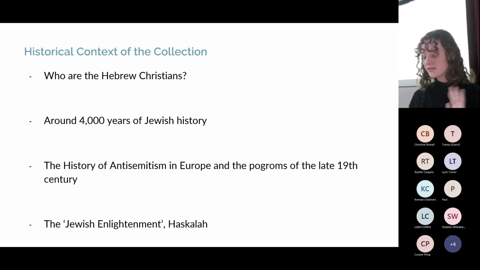But it also needs to be understood that Judaism is a religious, cultural, and ethnic identity, and it's all formed by this very long and complex history and heritage. One area of Jewish history that we can focus on is the history of anti-Semitism in Europe and the pogroms of the late 19th century, as these were really coinciding with a lot of David Barron's lifetime.